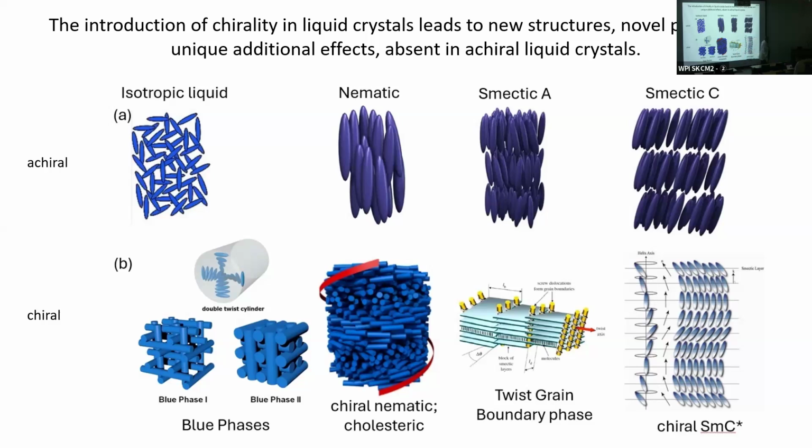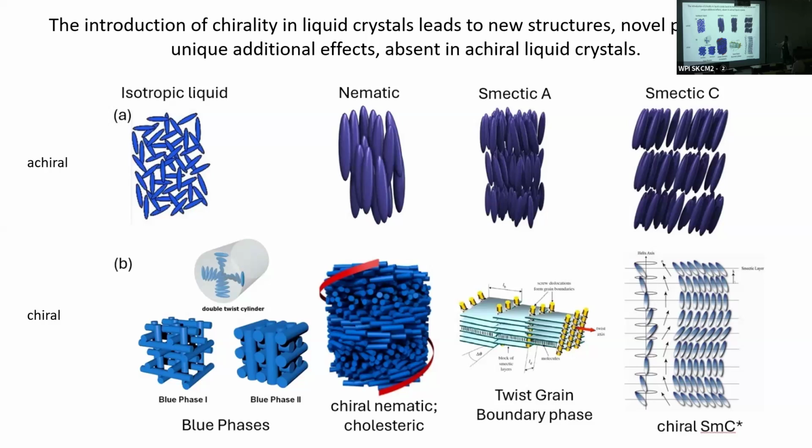Okay, but the more equivalent of a liquid crystal system would probably be what is called the blue phases. These still appear isotropic because they're cubic, but they are actually liquid crystalline and have some very different effects as well.